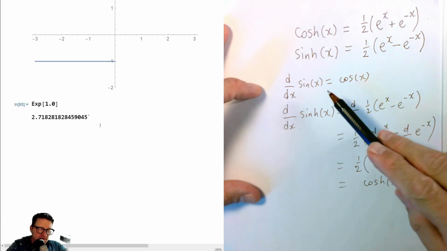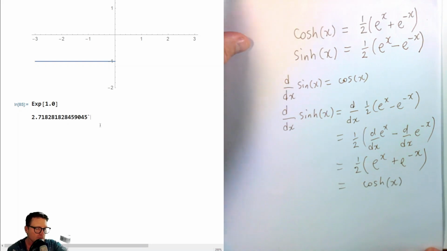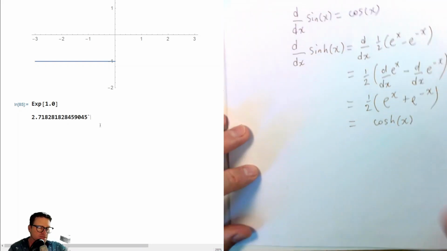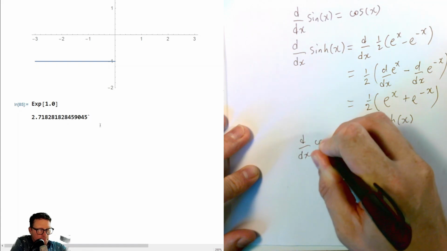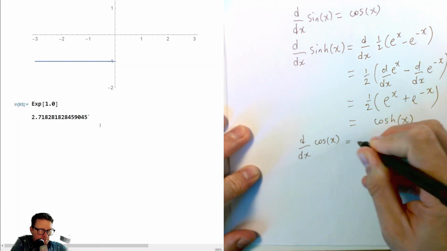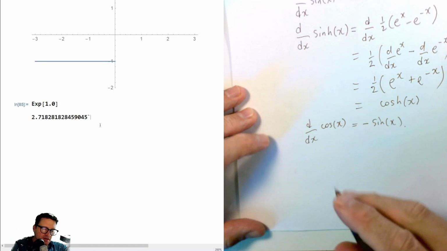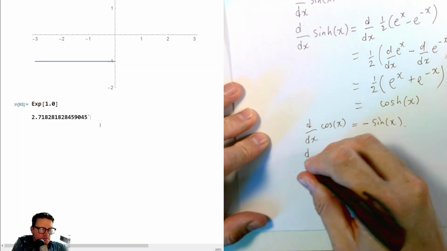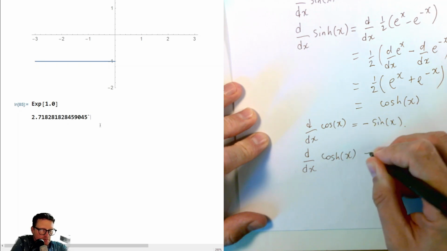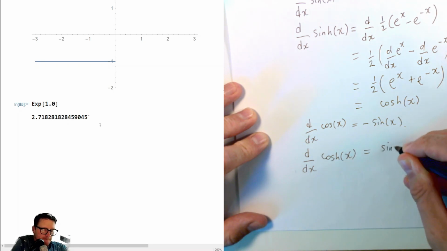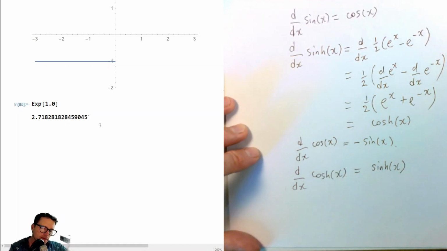Okay, so just as the derivative of sine is cos, the derivative of sinh is cosh. Now the derivative of cos is minus sine. Okay, the derivative of cosh is sinh. And you can check this, right? Just like what I did here, you can check that.